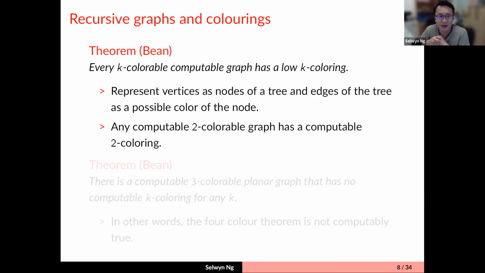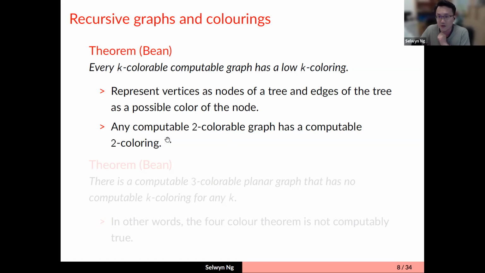Bean, of course, at that time did a lot of work on computable graphs and coloring in particular. So he showed, for example, as a sample of what he had considered, that every k-colorable computable graph has a low k-coloring. Of course, the word low here suggests the use of the low basis theorem, and indeed that's true. You just have to figure out a way to represent vertices on the nodes of a tree, and then the edges of the tree will encode the possible colors. Now, since we're only considering k colors, that means that the tree will be finitely branching, and you can take an infinite path, an infinite low path.